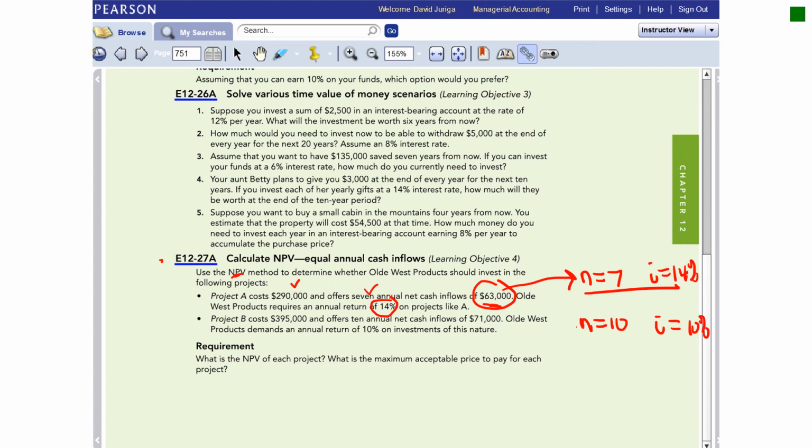Same thing on project B. Again, you'll use n is equal to 10, i is equal to 10%. You're going to take the 71,000, multiply by the table factor once you find that. And again, this is going to be your annuity table because it's going to be equal cash flows. And then you're going to net it with the 395. And again, that's how you'll get your NPV.